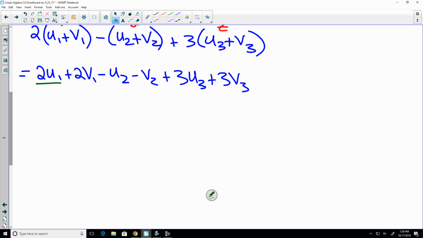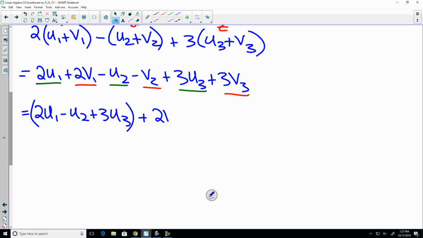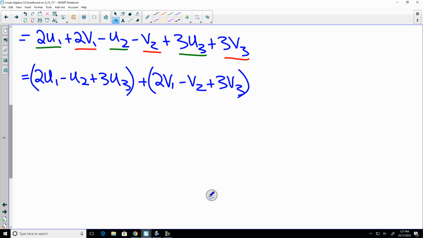So next, I'm going to group all of my U's together, and I'm going to group all the V's together. I just rearranged it. So I've done the hard part. That was the hard part.